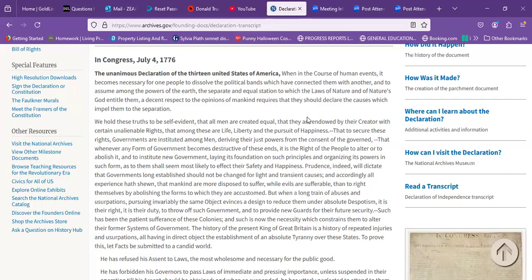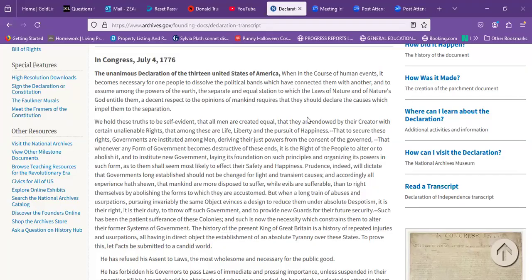A decent respect to the opinions of mankind requires that they should declare the causes which impel them to the separation. Right, a decent respect to the opinions of mankind gives us our invoked audience. Who is Thomas Jefferson's audience here? Well, the audience he's appealing to directly by name is all of mankind.